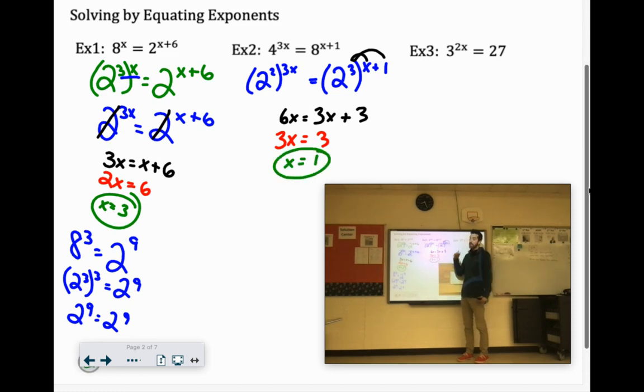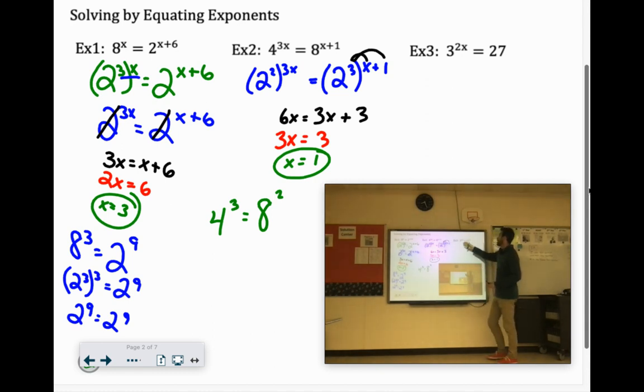You're going to want to check it in the original equation. So 4 to the 3x, 3 times 1 is 3. Over here, 8 to the 1 plus 1, which is 2. So let's see, 4 to the third, 64. 8 squared is also 64.